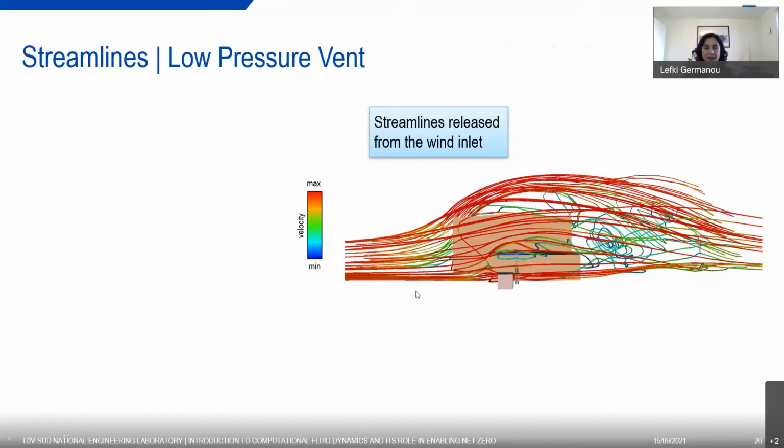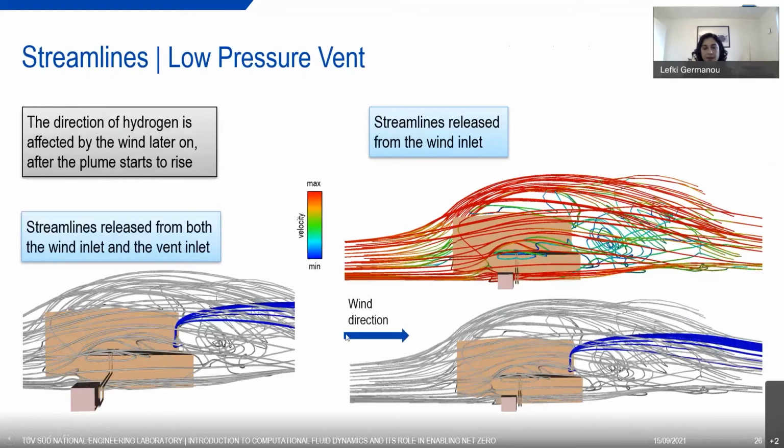In this slide, the streamlines are also colored based on their velocity magnitude. And we observe that we have low velocity eddies on top of the James Young building. And combining these streamlines coming from the wind inlet with the streamlines coming from the hydrogen vent, we can see them in the visualizations at the bottom of the slide.